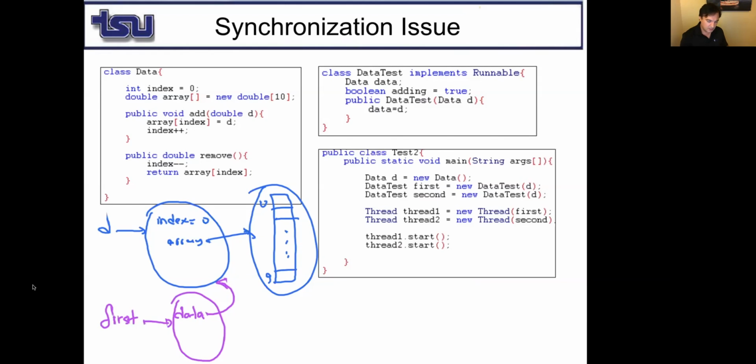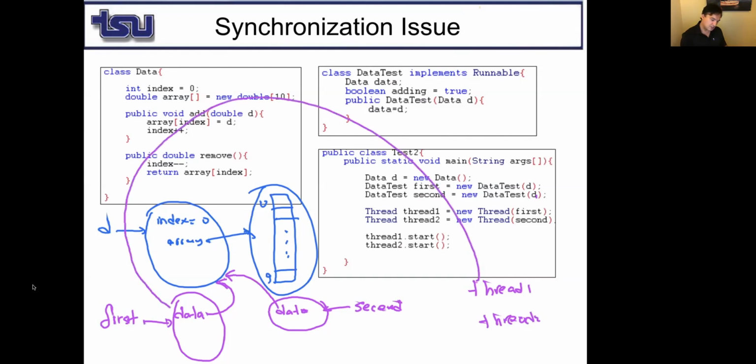Then I create another one called second. I create second, again, with the same D. That means data here will also point to this guy. You see? And then I create thread 1. I have thread 1, and I have thread 2. For thread 1, I have this guy. For thread 2, I have this guy. And then I make them run.